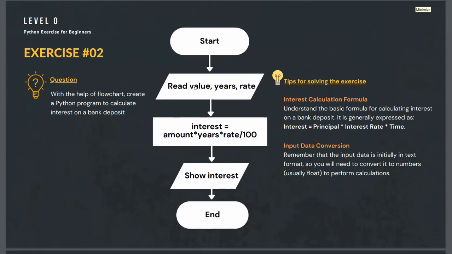Okay, so it says first we need to read the value, years and rate. Then we need to calculate the interest from the amount, years and rate. Then we need to show the interest. We also have some tips here that can help us solve this problem. So let's try to solve this. Let's jump into our VS Code and start solving it immediately.